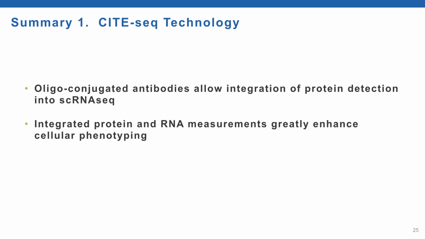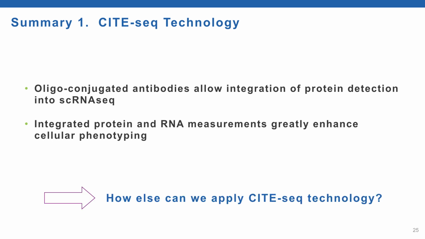So to summarize this part of the talk, really the concept behind CITE-seq technology is that these oligo-conjugated antibodies allow you to integrate protein detection into single-cell RNA sequencing. And I hope I've shown that if you integrate protein and RNA measurements, you can greatly enhance cellular phenotyping. And this is particularly the case once you start getting into really large protein panels. So for the rest of the talk, I'm going to talk about other applications, how else we can apply CITE-seq technology.